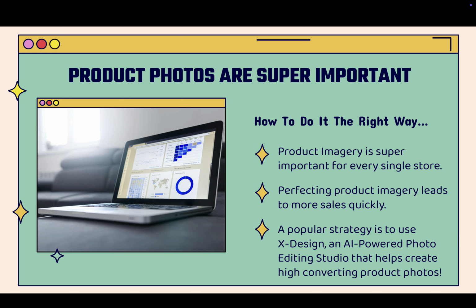And a really popular strategy is to use xdesign. It's an AI-powered photo editing studio, and it's going to help you create the highest converting product photos possible. I'm going to show you over the shoulder in this video.